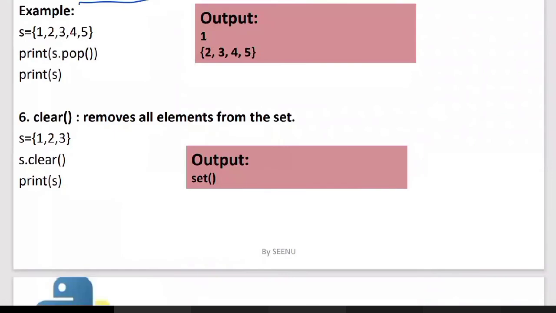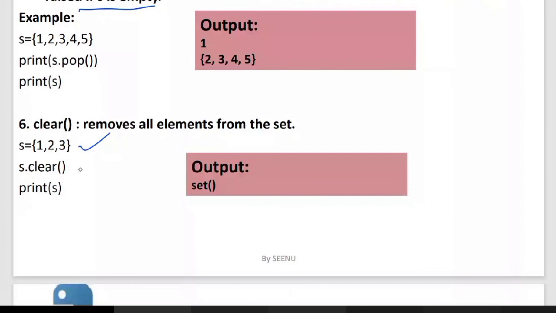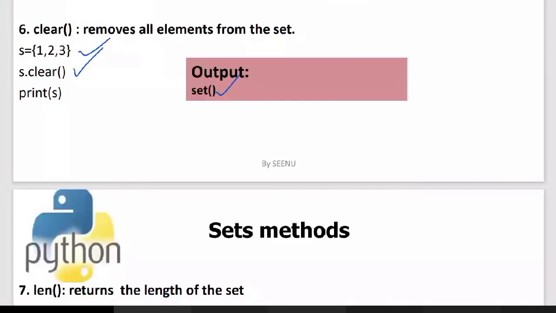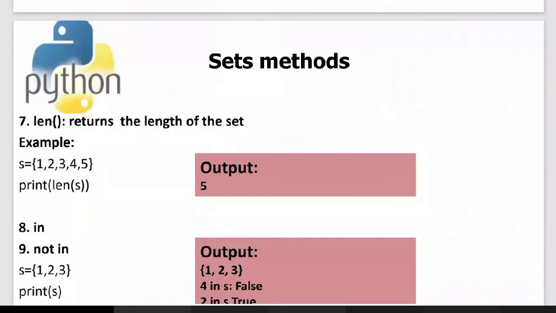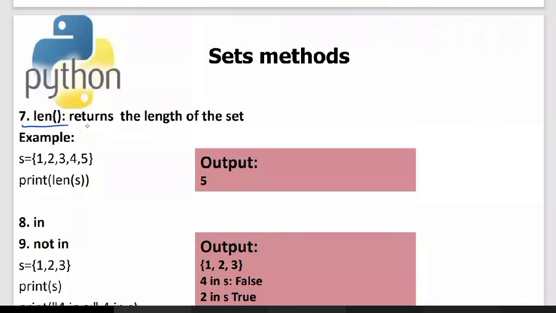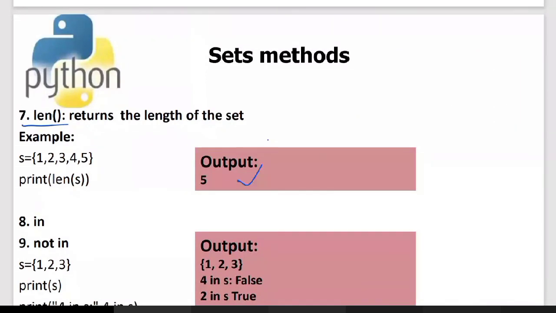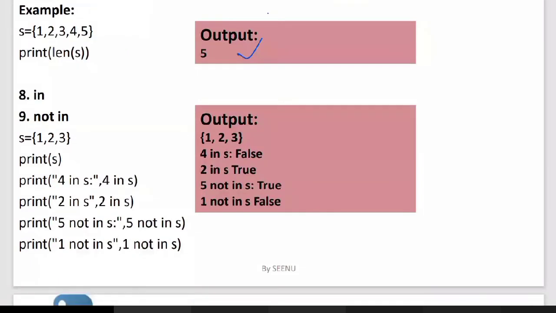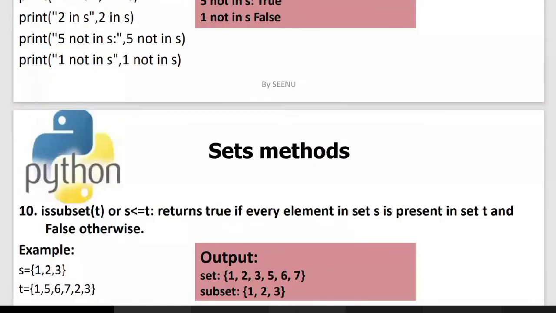elements from the set. Here you can see that there is a set 1 2 3 and we just called s dot clear. If you try to see, there is no value in the set. And this we are already familiar with, the len function, which will give you the length of the set, so len of s will give you the length of the set. And these are the membership operators like in and not in. You can check whether they are in or not in.